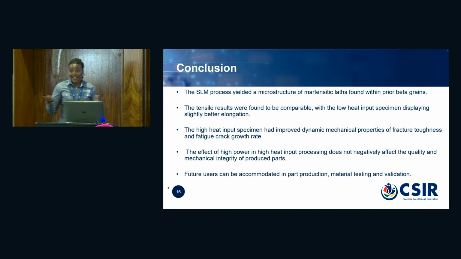And so we invite you all, entrepreneurs, for future work with us. We can accommodate part production, material testing, as well as material validation.